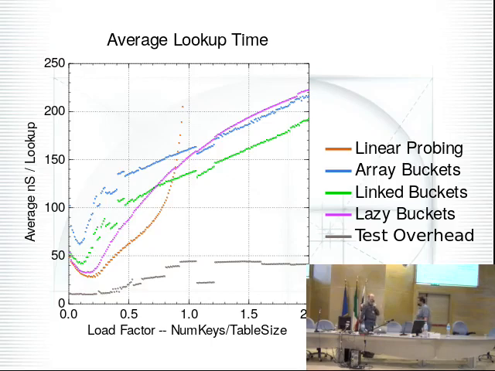I speculate, without any actual proof, that it is the result of some effects of the level 2 and level 3 caching. Because when you get about here, this was about a 1,000,000 element hash table. So as you get about here, you get to a plausible point where you might have saturated your level 3 cache. So maybe that. We also have one complete failure to predict here, which is linked buckets are faster than array buckets by about 30 nanoseconds per lookup.